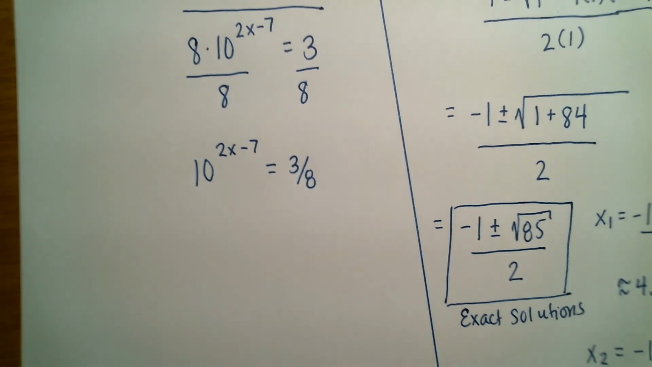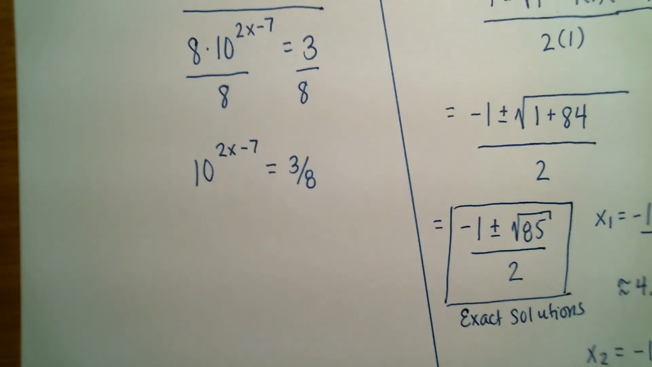There is no way I can write 10 as a power of 3/8 or vice versa, 3/8 as a power of 10. So there's no way we're going to get the bases to be equal on both sides. So we're going to have to get a logarithm involved. Remember when we did examples F and G, they involved e, so we used natural log because e and natural log are inverses of each other.